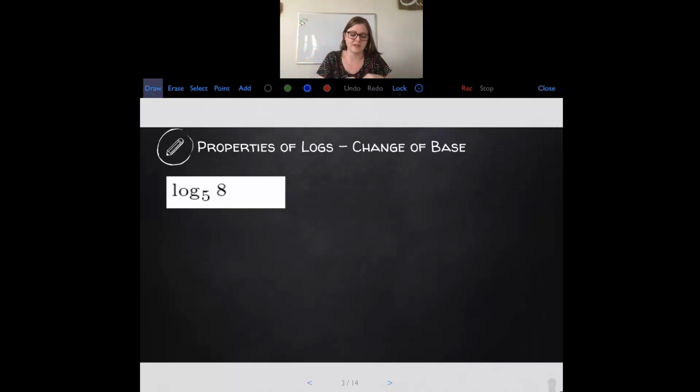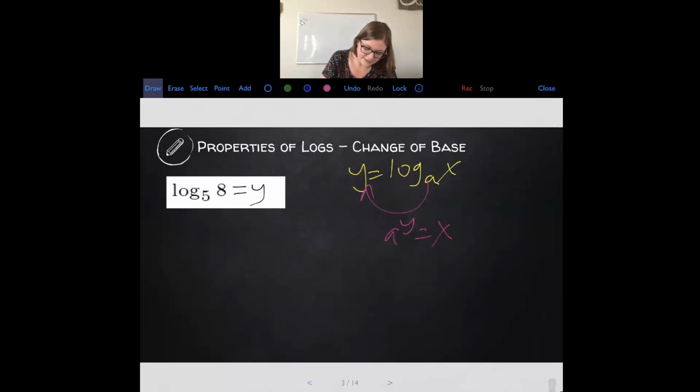So previously we talked that logs are the inverse of exponents, where if we have y equals log base a of x, another way to write this is a to the y is equal to x. So let's say you were asked to evaluate log base 5 of 8. So let's set it equal to y. So we would have 5 to the power of y is equal to 8. And we'd be asked to find y.